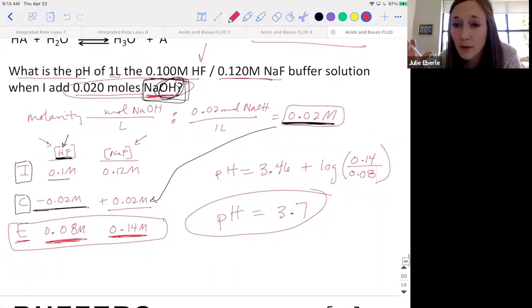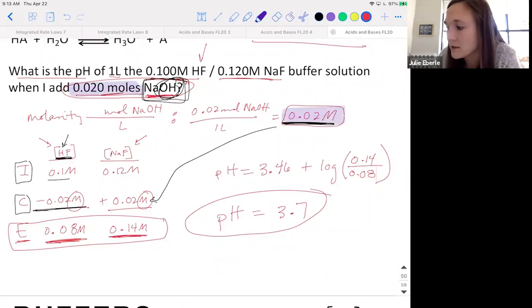Okay, places where people mess up on this. They don't plug in molarity here. They would look at the moles and plug that in. Now I know the number of moles was equal to the molarity, but that won't always be the case. You plug in the moles divided by the volume of your base. I'll always give you the volume. It may not always be 1 liter. It could be 500 milliliters or 800 milliliters or 2 liters.